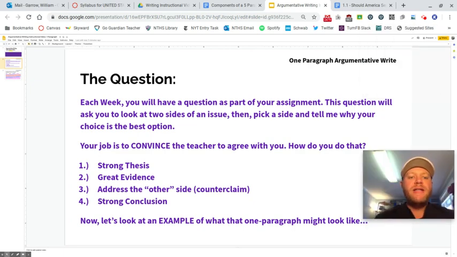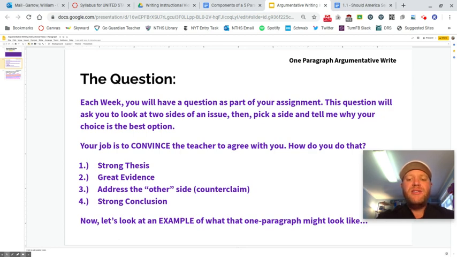Okay, so the first thing that I want to point out to you is that a 1-paragraph argumentative write is always going to have some sort of question that you are attempting to answer. Okay, your weekly assignment from your teachers will be presented to you, and that question will ask you to look at an issue or an event, look at both sides of that issue, and then you have to pick a side and tell us why that is the best option. Ultimately, your job is to convince me, the teacher, that I should agree with you. Be so convincing in your work that I have to agree with you.